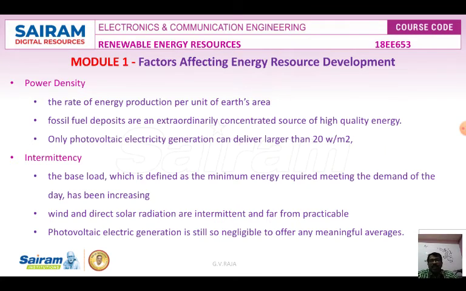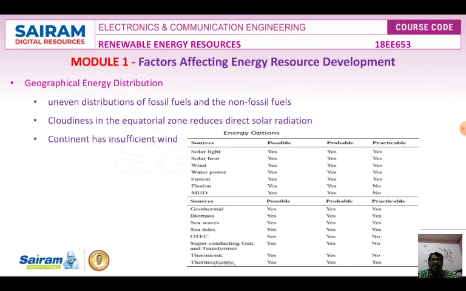The last factor which affects the resources is geographical energy distribution. Previously, in the solution to the scarcity of the energy crisis, we discussed the uneven distribution of fossil fuels and non-fossil fuels such as solar and wind. This geographical energy distribution occurs due to cloudiness in the equatorial zone, which reduces direct solar radiation. In some countries there is insufficient wind, which will not generate energy from natural resources. Some sites have the best potential for geothermal, tidal, or ocean conversions.